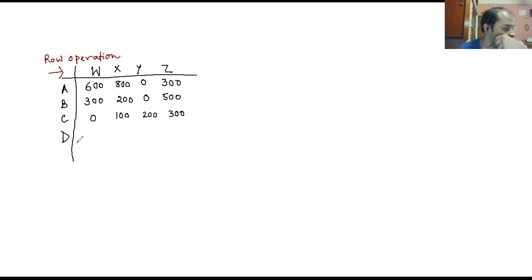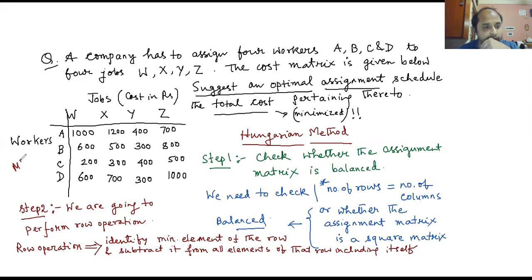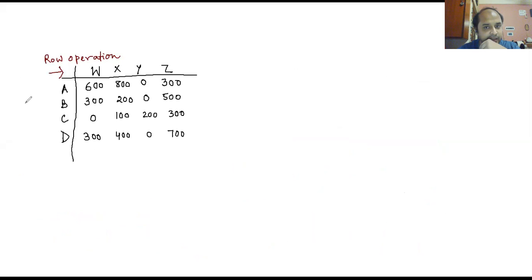And in the next row, the minimum element is 300. So we get 600 minus 300 as 300, 700 minus 300 as 400, 300 minus 300 as 0, and 1000 minus 300 as 700. So we have got this particular matrix after performing the row operation. This is my new matrix. You can call the previous matrix, the given matrix, your matrix 1, and you can call your new matrix matrix 2.